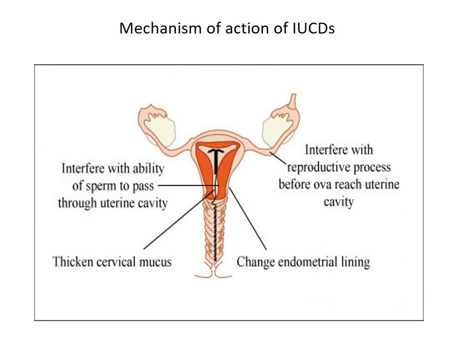So it could interfere with the passage of sperm up to the ovum, interfere with the ovum reaching the uterine cavity. It can thicken the cervical mucus and change the endometrial lining. So these are various ways how it works.